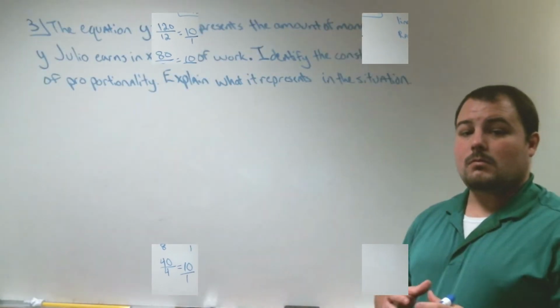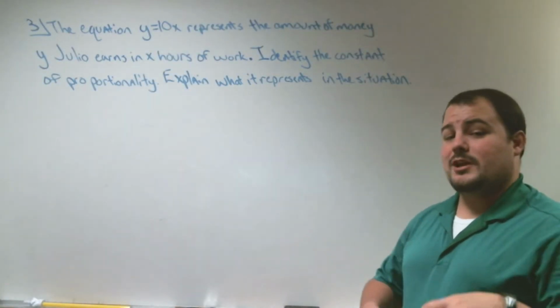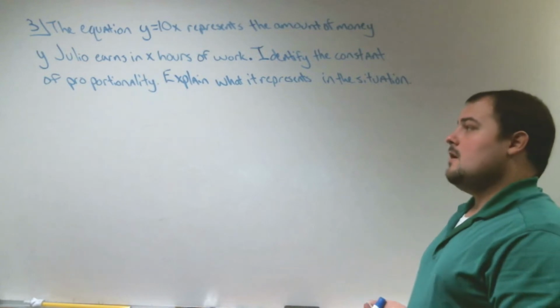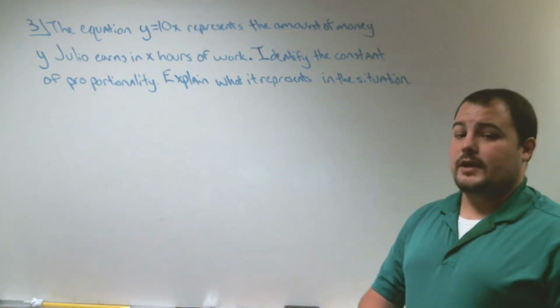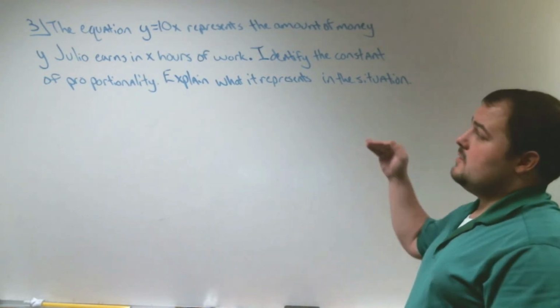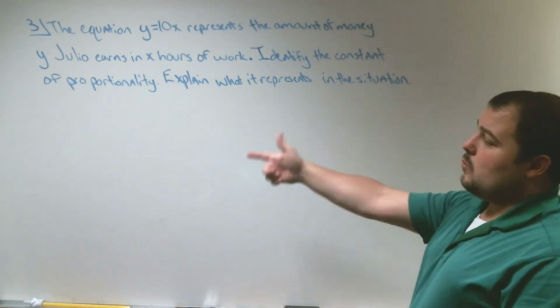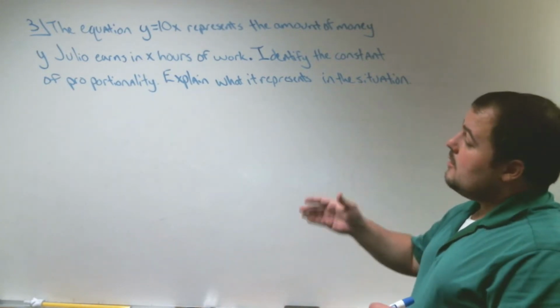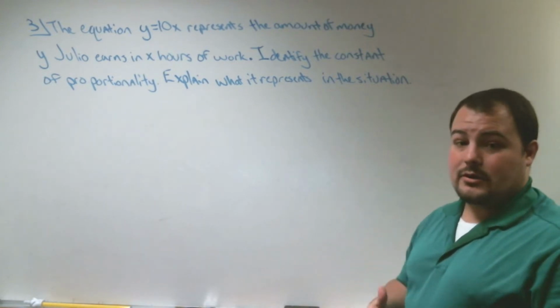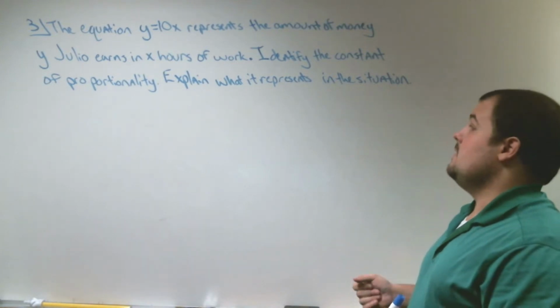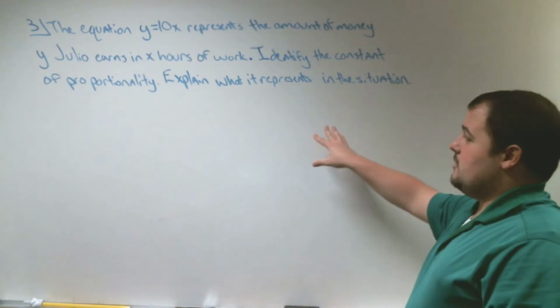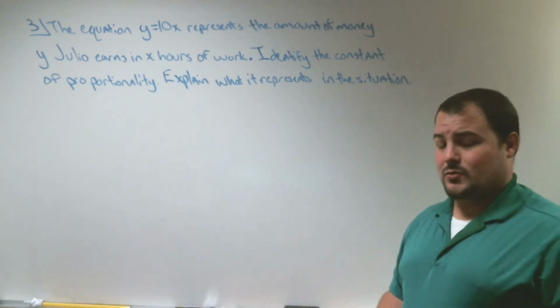Let's keep moving. Alright, so for example 3, we have a word problem here. And this one is asking us to find the constant of proportionality. It says the equation y equals 10x represents the amount of money y, so y is how much money Julio earns in x hours. X is how many hours he's working. Identify the constant of proportionality and explain what it means in this situation.